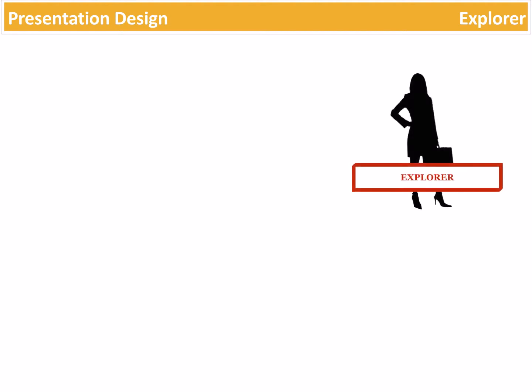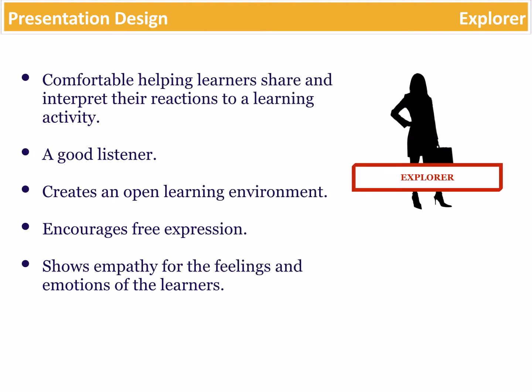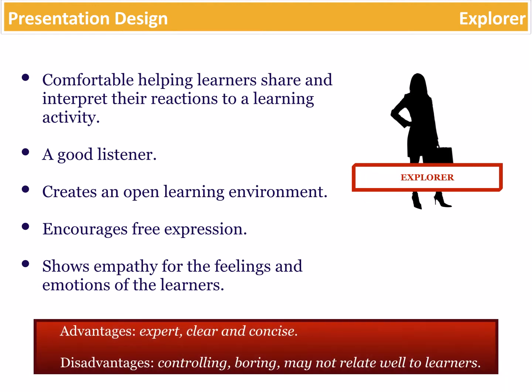The second of the 4 primary training styles is the explorer. This person is comfortable helping their learners share and interpret their reactions to a learning activity. Usually they're a good listener. This person also creates an open learning environment, encourages free expression, and shows empathy for the feelings and emotions of the learners. The advantage of the explorer trainer or teacher is that learners flourish when given the opportunity to share their opinions. This style also creates a positive learning environment.